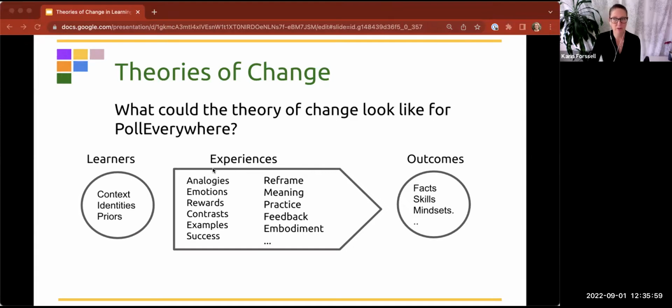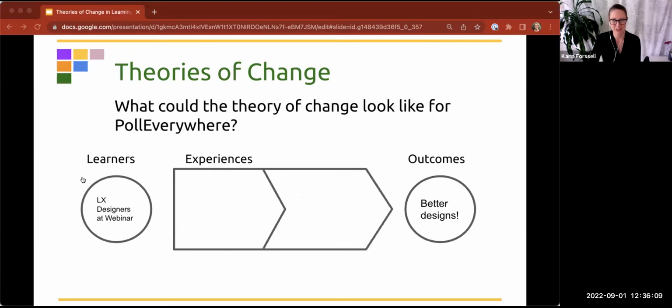This may have been a harder question than I realized. Well, having thought about it, let me tell you what my answer would be. I had more time to think about it before this presentation. So here's one way it could look, right? LX designers at a webinar are the learners. I would like to believe that better designs are what we're aiming for ultimately, because you're using theories of change, you have more communication of early ideas, more testing of prototypes, more revision to refine the idea. So how do we get there?